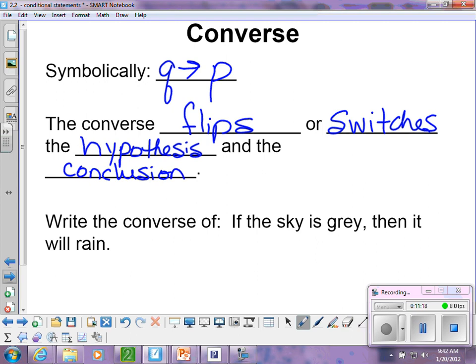Anybody seen the Converse shoes? You know how you can flip the thing down around it? That's how some people keep up with it. You know what I'm talking about? You can flip it? Okay.